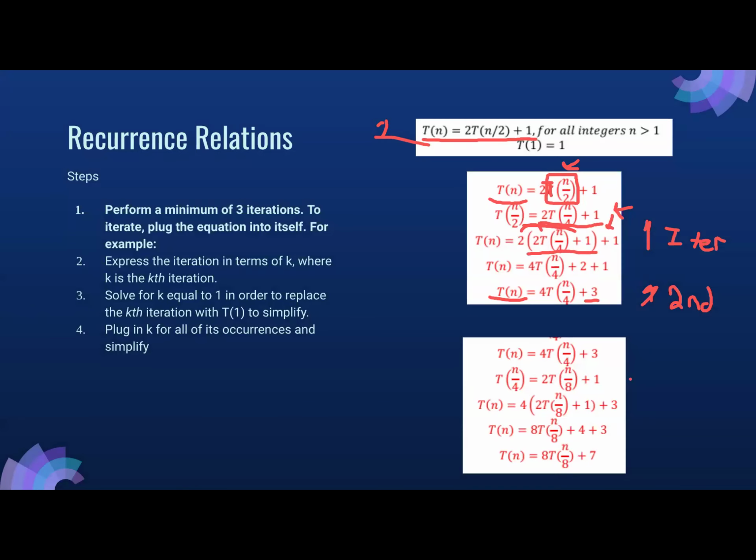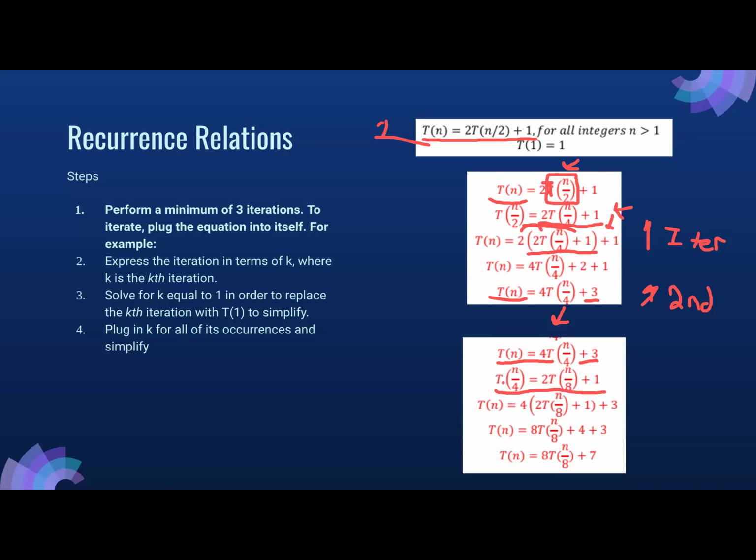Moving on, we have our next iteration. If you look here, it's the same process again. We have this new equation, which we obtained here. We can bring it down. We have T(n) equals 4T(n/4) plus 3. Well, gee, what's n/4? I'll tell you. We can go ahead and plug in n/4 again.